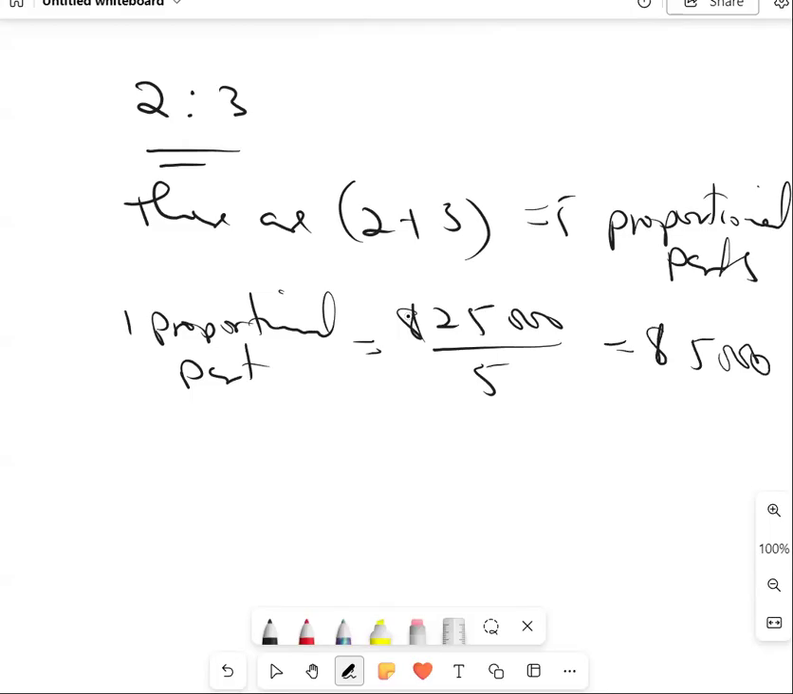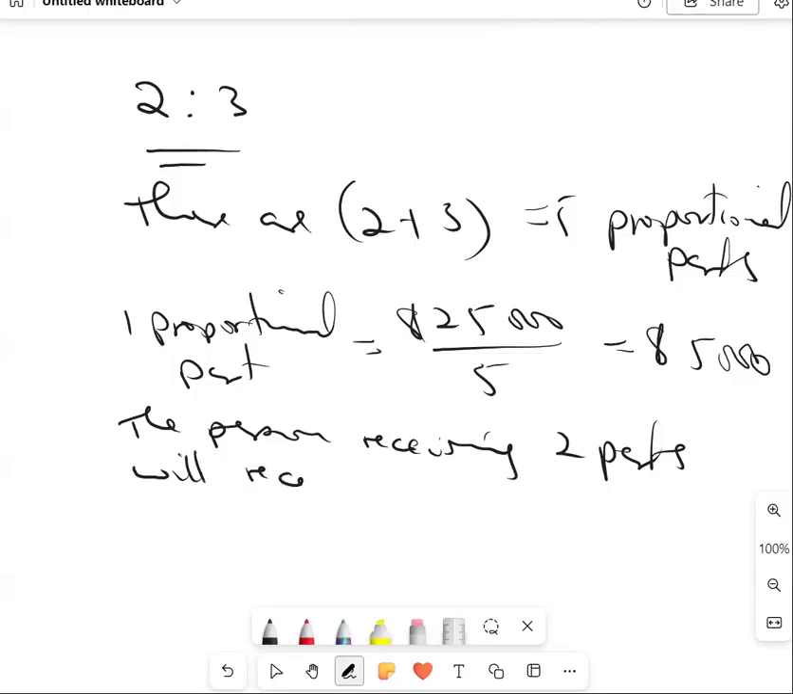So the person receiving two parts will receive 2 multiplied by 5,000 baht, which is 10,000 baht.